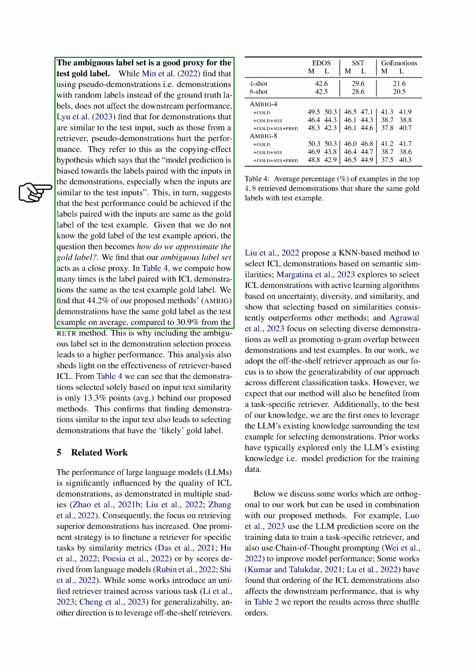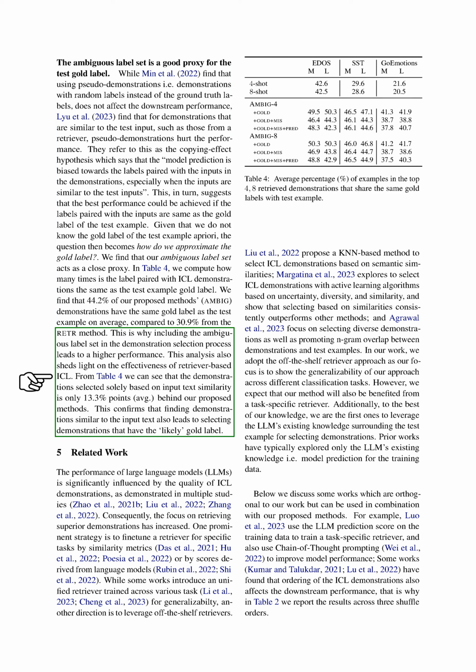In our research, we calculated how often the label paired with ICL demonstrations matched the actual label of the test example. We discovered that, on average, 44.2% of the demonstrations from our proposed methods, using ambiguous labels, had the same actual label as the test example, compared to 30.9% from the retriever method. This is why incorporating the ambiguous label set into the demonstration selection process results in better performance.